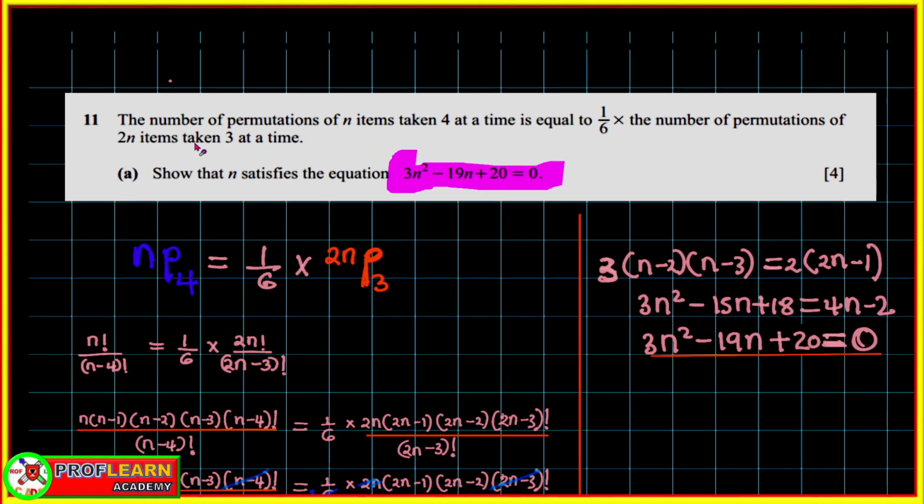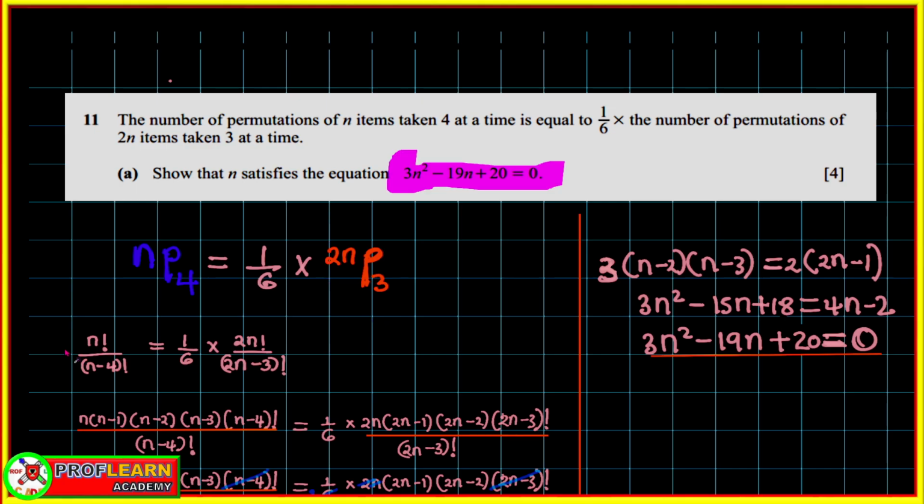Next we have the question to do with permutation, and under permutation you are told the number of permutations of n items taken 4 at a time is equal to 1/6 times the number of permutations of 2n items taken 3 at a time. So n items choose 4 can be written as n permutation 4, and 2n permutation 3 can be written like that.